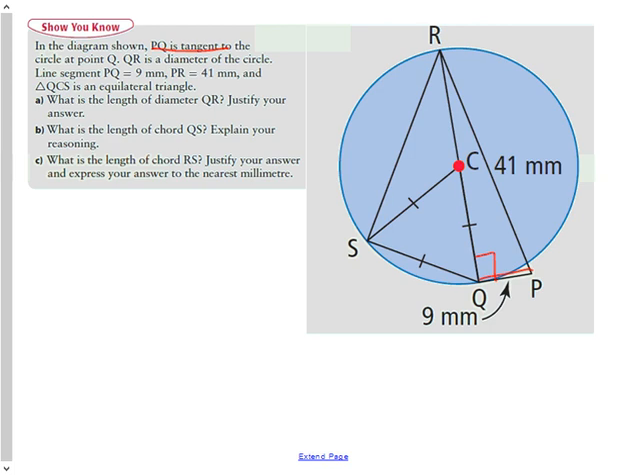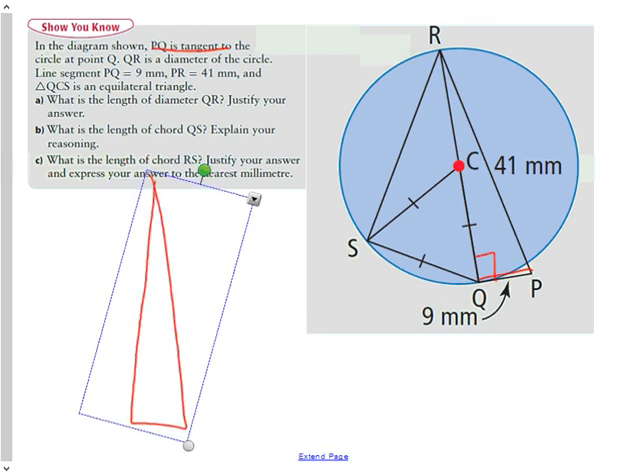And line PQ is 9, which is listed there, and line PR is 41. So, and it says triangle QCS is an equilateral triangle. So this is almost identical to the last one. What is the length of the diameter QR? So again, how did we solve it last time? Well, we took this and we drew it, and we took it out of here, and we rotated it so it's nice and neat. And we put our 90-degree angle here, and we realized this is going to require Pythagoras.